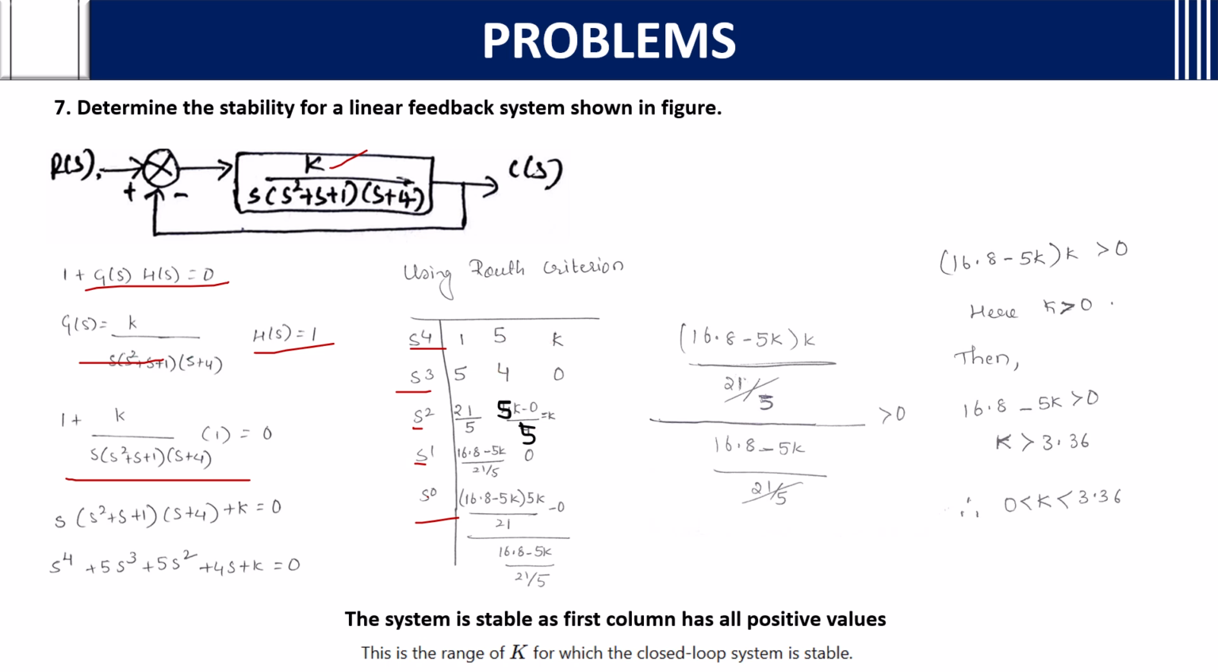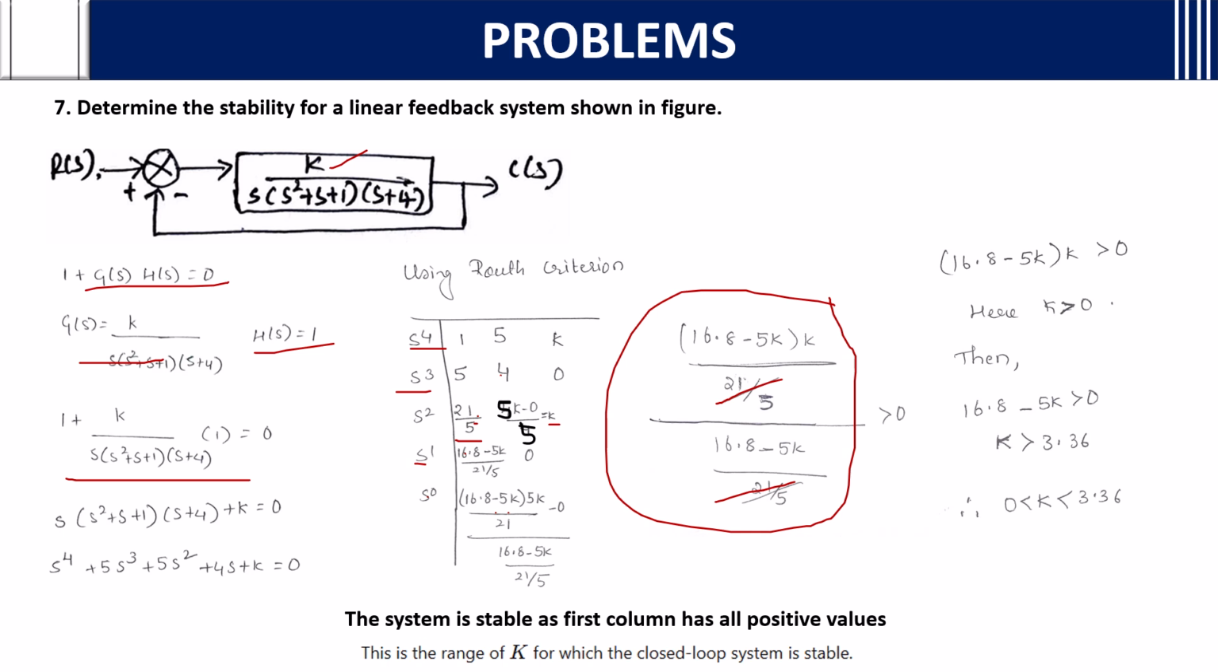After doing this, next 21 by 5 into 4 will be 16.8 minus 5 into k by 21 by 5. The next value anyway is 0. Then 16.8 minus 5k by 21 by 5 into k minus 21 by 5 into 0, it is 0, by 16.8 minus 5k by 21 by 5. Lastly you will get the final equation in this way. If you see, this 21 by 5 and this 21 by 5 get cancelled, and we get 16.8 minus 5k into k by 16.8 minus 5k.